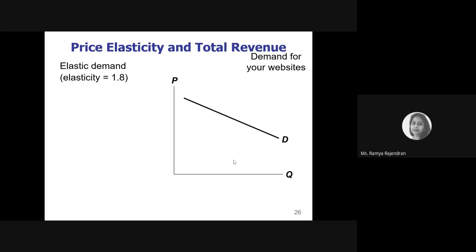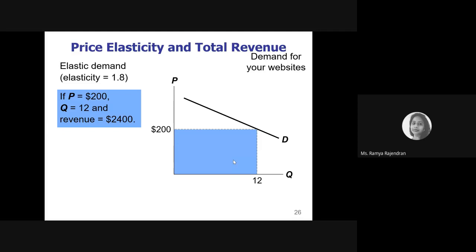Here the elasticity of demand is 1.8. If the price is $200, quantity demanded is 12. So if my price is $200, 12 people are asking me to design a website. But if I increase the price, only 8 people are asking me to design the website. Here I'm getting a revenue of $2,000, but earlier my revenue was $2,400. Though I'm increasing my price, my revenue is dropping because it is an elastic demand. The elasticity is high.